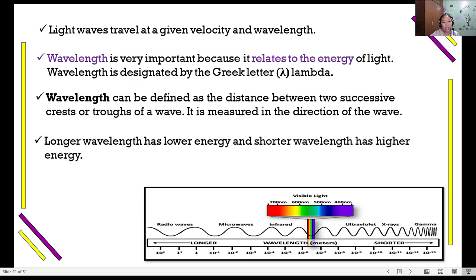So, ang rule niyan, longer wavelength has lower energy. Shorter wavelength has higher energy. F means frequency. Ayan, yung symbol na Greek na to is lambda. That's for the wavelength.